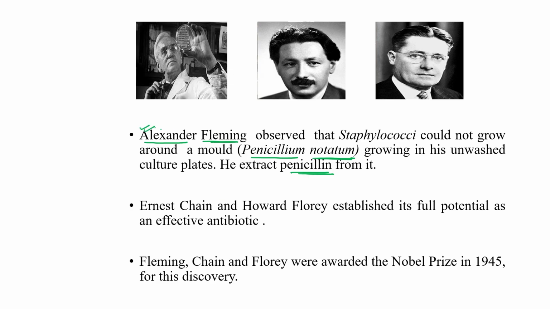So the first isolation of penicillin, or discovery of penicillin, was done by Alexander Fleming. In his laboratory, he mainly worked on various microorganisms, and suddenly he observed that because of the presence of some mold, his microorganism, mainly Staphylococcus, was not able to grow in that particular plate. So he started analyzing what kind of microorganism, what kind of fungus, actually inhibited the growth of the bacteria. So he extracted the antibiotic penicillin from that particular plate.